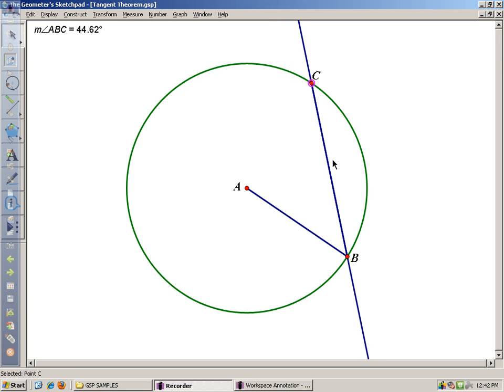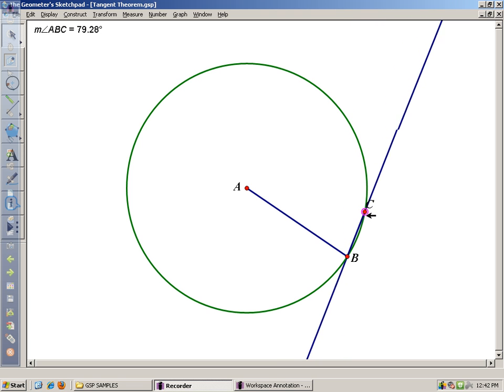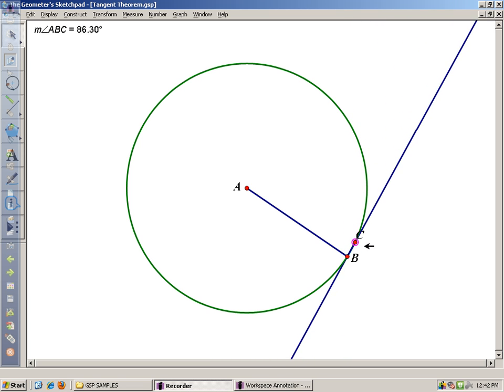So we have a guess of 90. When point C and point B are right on top of each other, when this secant line turns into a tangent line, we think that maybe this angle would be 90 degrees. So here we go, we're getting closer. So that angle's getting bigger and bigger and bigger.